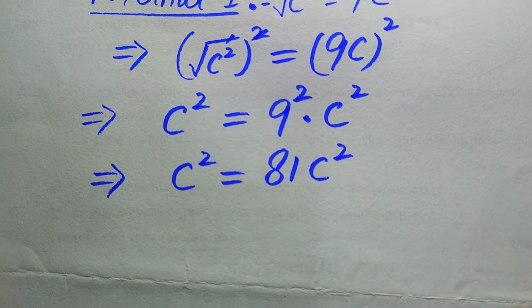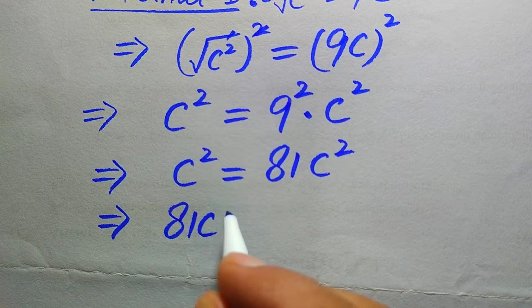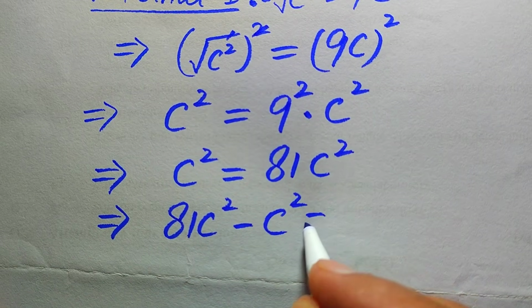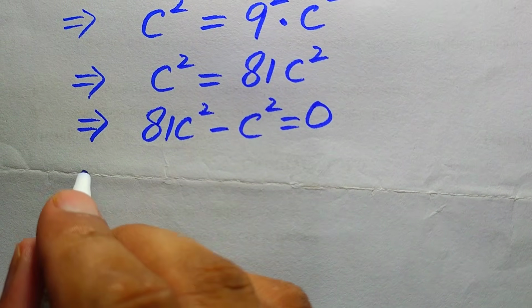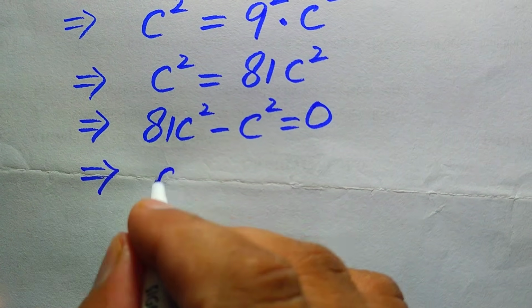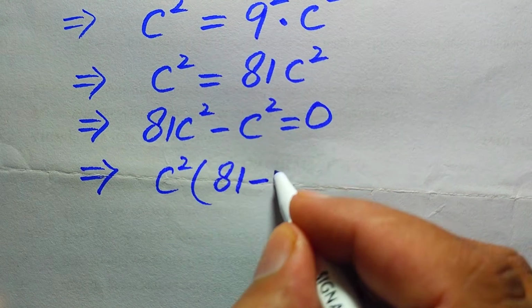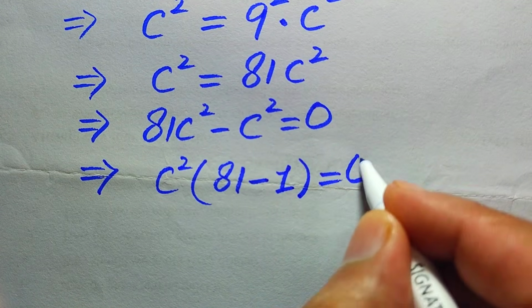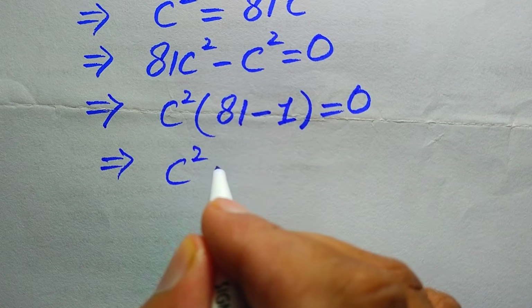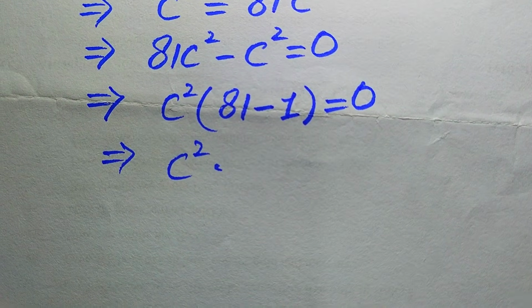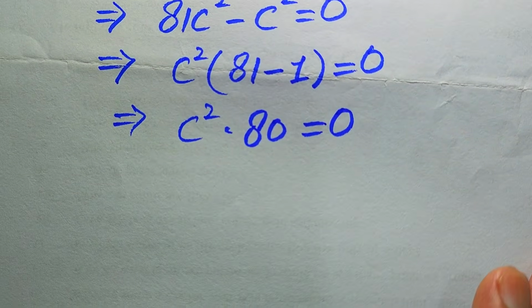Now we move the term c square to the right hand side and we get 81 c square minus c square, and this whole equation is equal to 0. Here we subtract both of these values, and we take common c square from here. When we take common c square, the remaining values are 81 minus 1, and this whole equation is equal to 0. Further, we have c square into 81 minus 1, which becomes 80, and this whole equation is equal to 0.